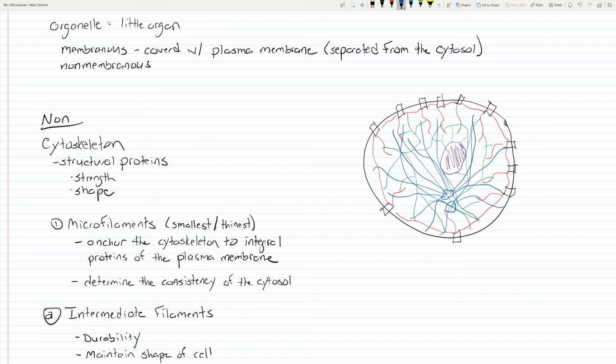Okay, so cytoskeleton, done. We don't really need to spend much more time on that one. So I'm going to cut this short here, and then I will talk next about ribosomes.